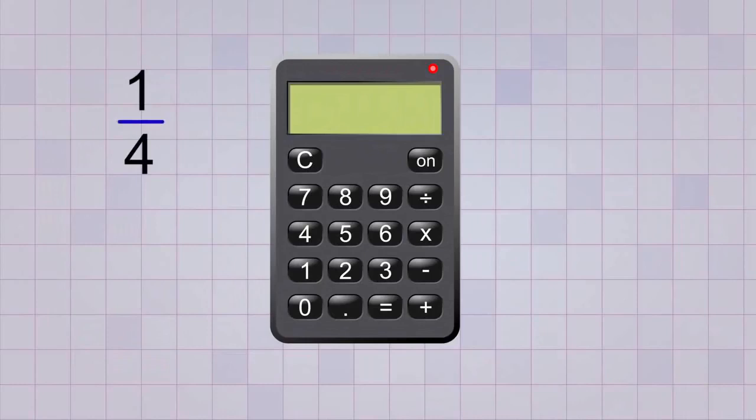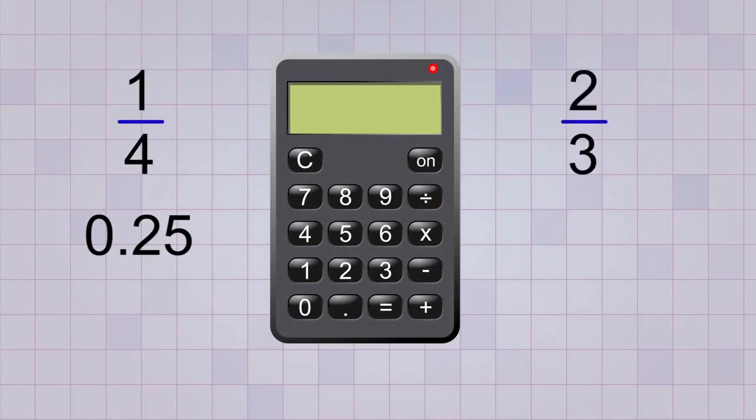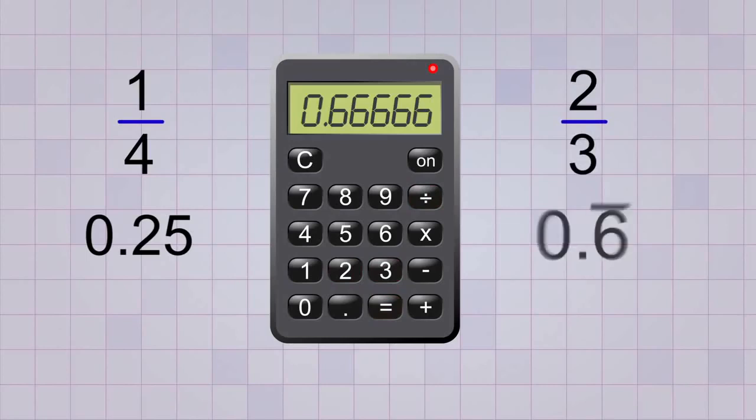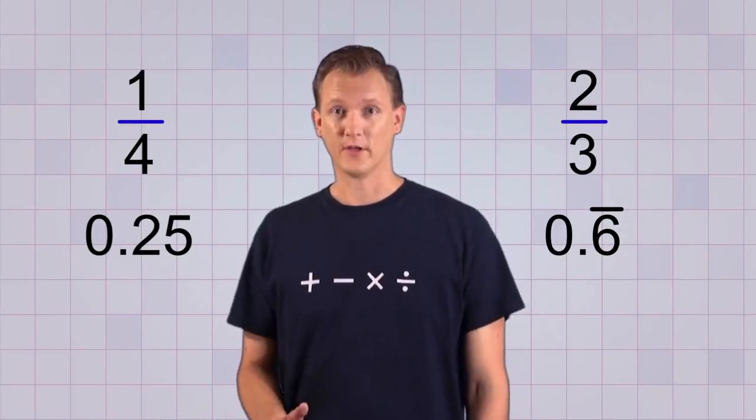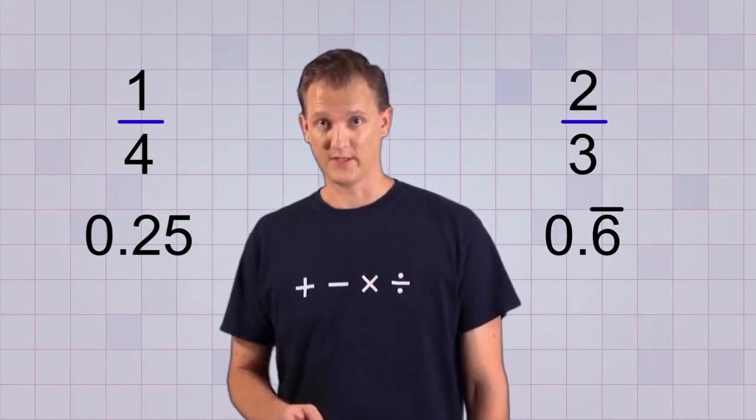To convert 1/4, we just punch in 1 divided by 4, and we get 0.25. To convert 2/3, we just punch in 2 divided by 3, and we get a whole lot of 6s. Looks like we have another one of those repeating decimals. Yep, this way's certainly easier, and quicker too, but it's important to know how to do it both ways.